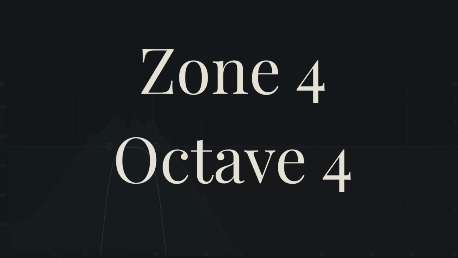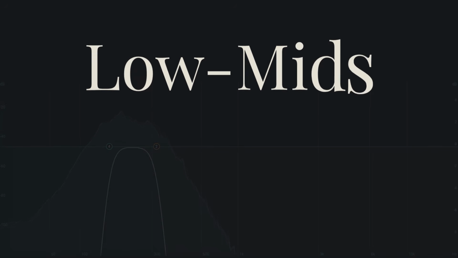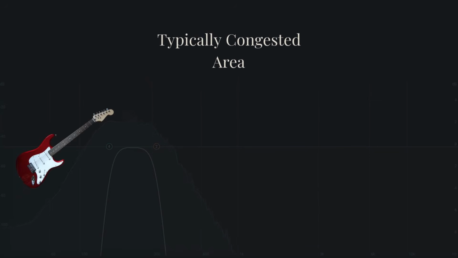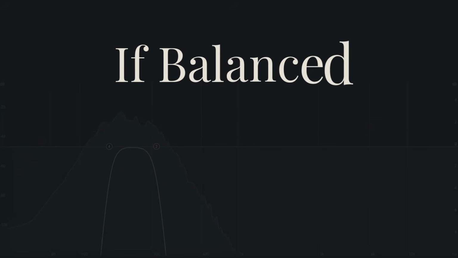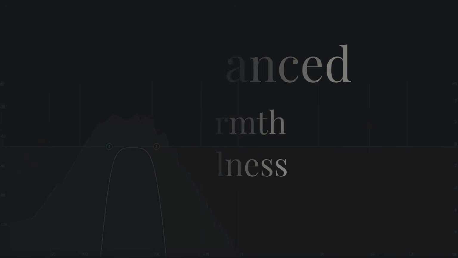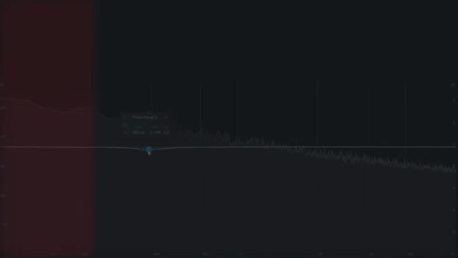I want to introduce a 4th zone as well, and it's in the 4th octave, 160 to 300 Hz, and this is where the low mids live. This is where the mix often gets congested. Guitars, piano, synths, vocals, everything has content here. This zone can add warmth and fullness, but too much creates mud instantly, so not having control over this area will also affect the low end in a very negative way.